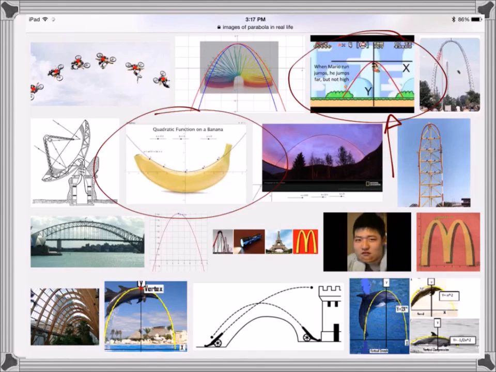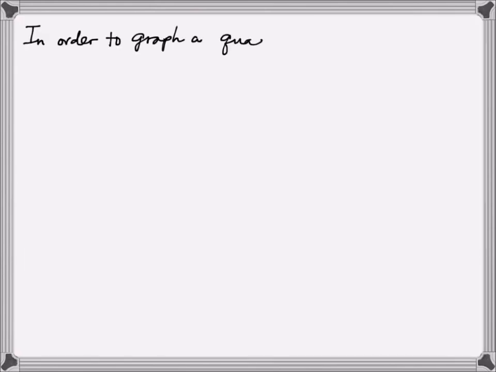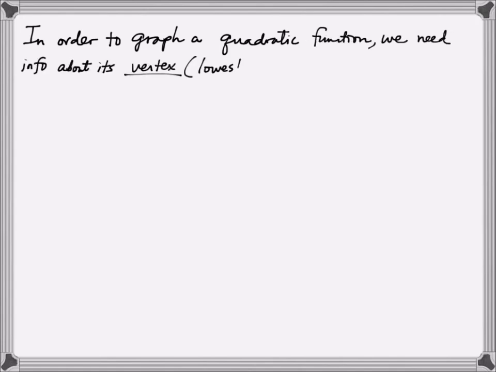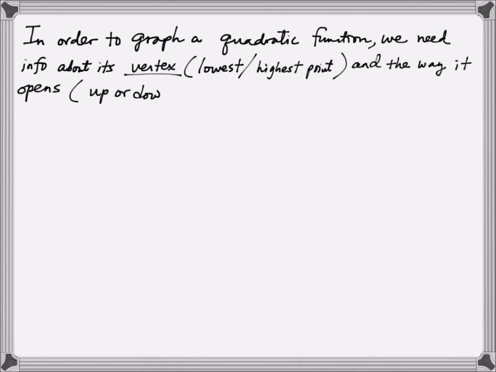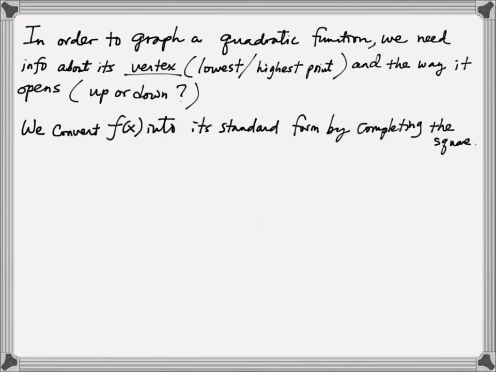Okay, so you need to know very well what each component of the parabola means, and in order to graph a quadratic function, we need information about the vertex, which is the lowest point or the highest point on the graph, and the way it opens, typically up or down. We can get all of that information once we convert a quadratic function into what we call the standard form. A strategy to do that is completing the square. So we're going to illustrate how we convert a given quadratic function into its standard form by completing the square.